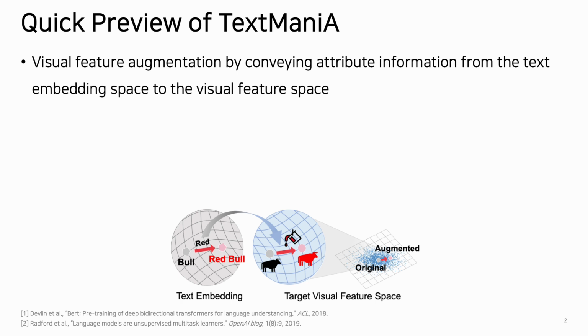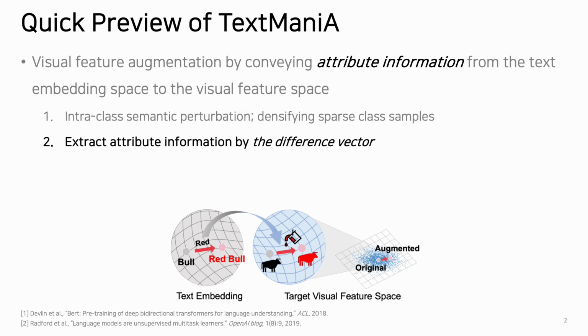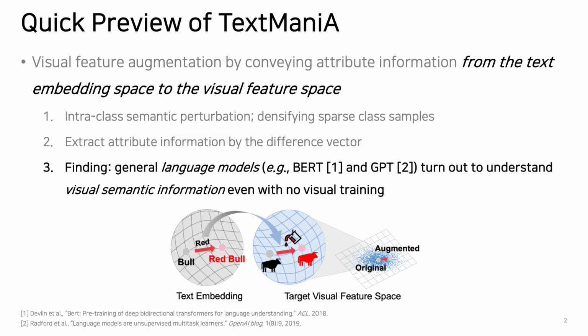Our method has some interesting features. First, TextMania is an intra-class semantic perturbation. We densify all the samples, so it is especially effective for densifying sparse class samples. Second, we use attribute information, such as color or size. This information is extracted in the text embedding space by simple subtraction. For example, the red attribute is extracted by "red ball" minus "ball", and we call it a difference vector.